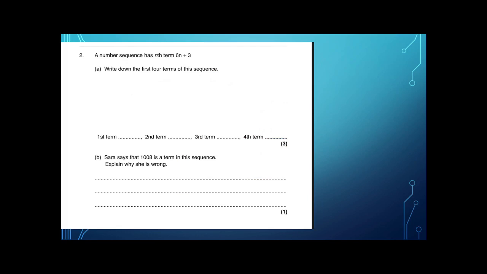A number sequence has an nth term, 6n plus 3. Now, let me just write that how I would like us to write that. 6n plus 3. And we're being asked to write down the first 4 terms in the sequence. So, we've got tn equals 6n plus 3. So, t1, so n is 1, so it's 6 times 1, add 3. 6 times 1 is 6, add 3 is 9. So the first term is 9.